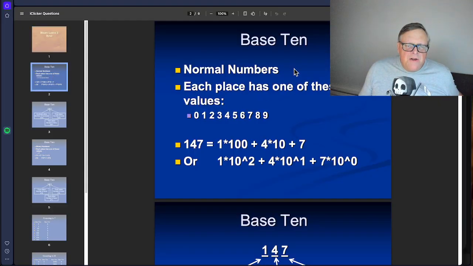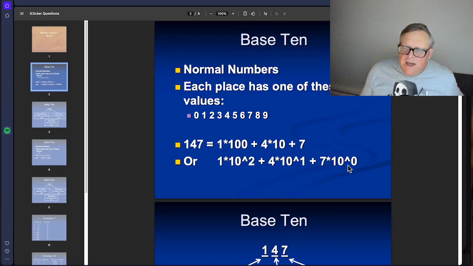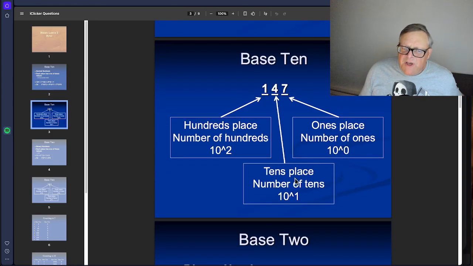All right, so in normal numbers, you write 147, and you know by practice that the 1 is the number of hundreds, and the 4 is the number of tens, and the 7 is the number of ones. So you can write that as 10 to the 2 for 100, 10 to the 1 for 10, and 10 to the 0 for 7. So that's what you have here, the ones place, the tens place, and the hundreds place.